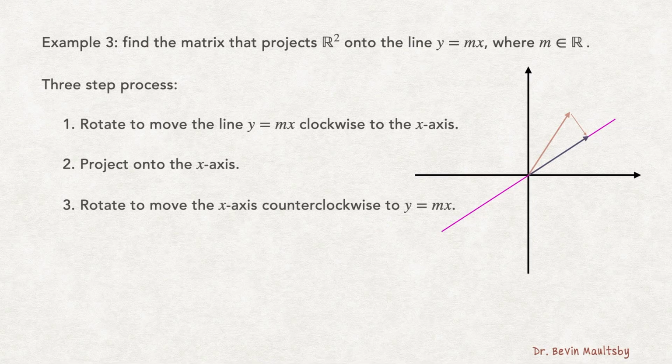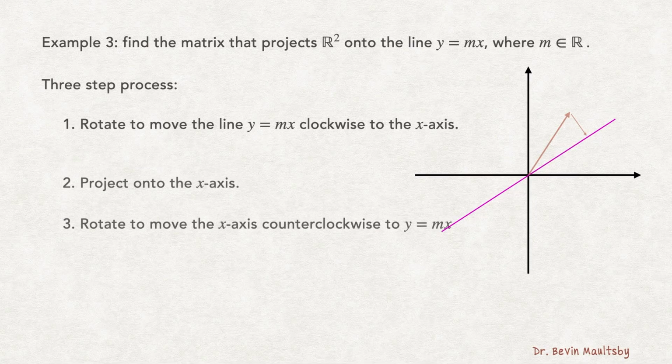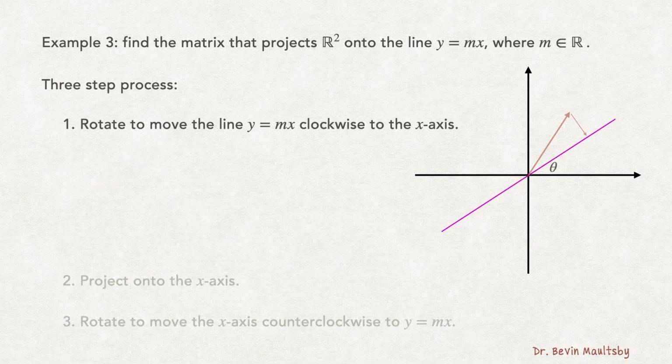So then after the act of projection has happened, we will rotate counterclockwise to put the pink line back where it started. So the principle is: rotate the pink line so that I like it better. I would like it better if it was the x-axis, because I can project down onto the x-axis and then rotate to put it back. Each of these actions is a matrix which we can immediately write down.